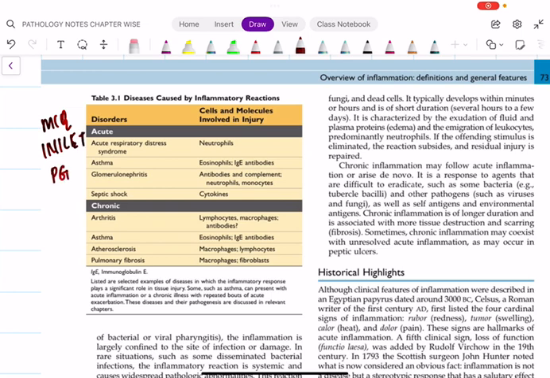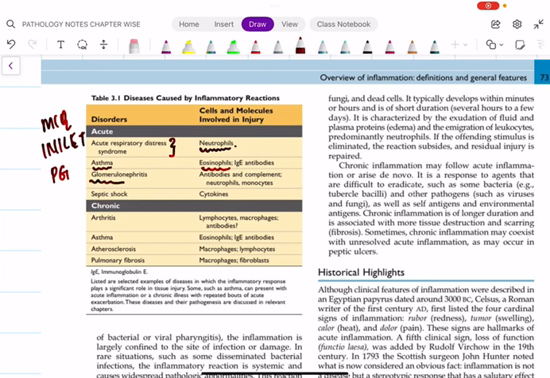Okay, all those. See, ARDS, acute respiratory distress syndrome, it is acute. So acute means you can imagine neutrophils. Okay, asthma, it's like allergy. So allergy means definitely it will be eosinophils.